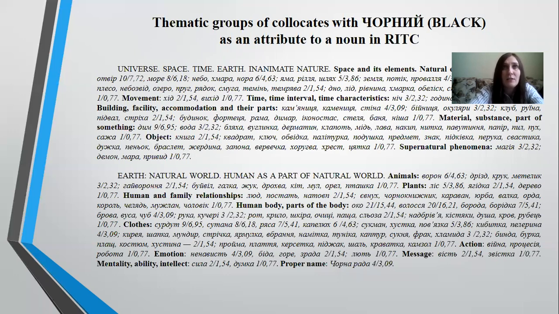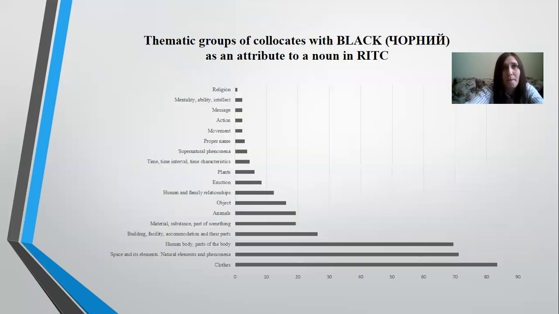The color nomination with ЧОРНИЙ is mostly an attribute of nouns in the model adjective plus noun. Collocations with the color component ЧОРНИЙ as an attribute are extracted by tools of GRAG and presented with values of absolute and relative frequency. In the process of investigating, such thematic groups are defined. You can see these groups on the slide. Obtained data are presented in the figure.